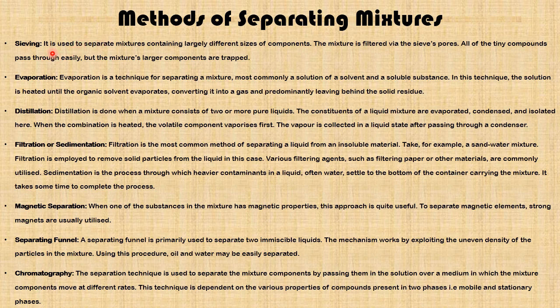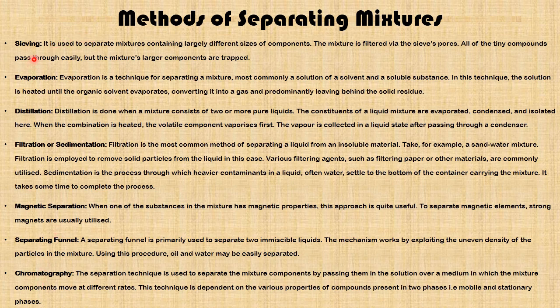Now, moving ahead, we'll be looking in detail at the various methods of separating mixtures, and we have quite a number of them that we'll be looking at today. This is not an exhaustive list, but this one is definitely the one that we are going to be paying attention to in this lesson. We'll be looking at sieving, evaporation, distillation, filtration or sedimentation, magnetic separation, separating funnel, and finally chromatography. So we'll be looking at them in detail.